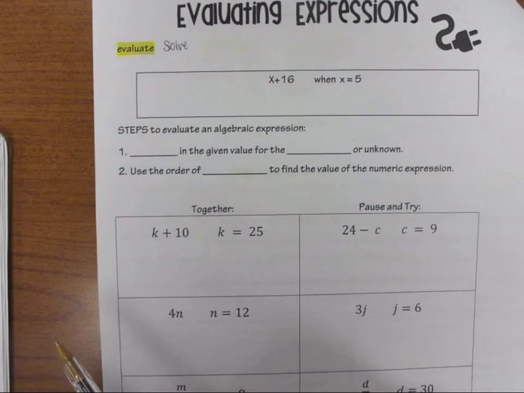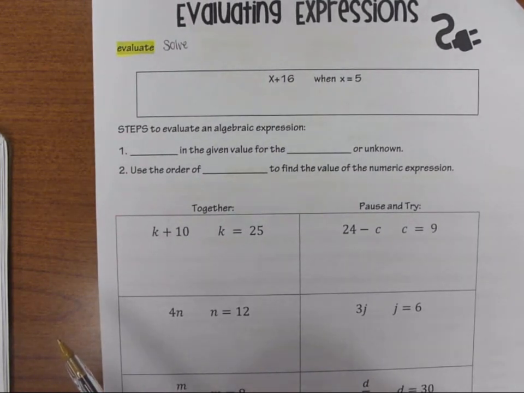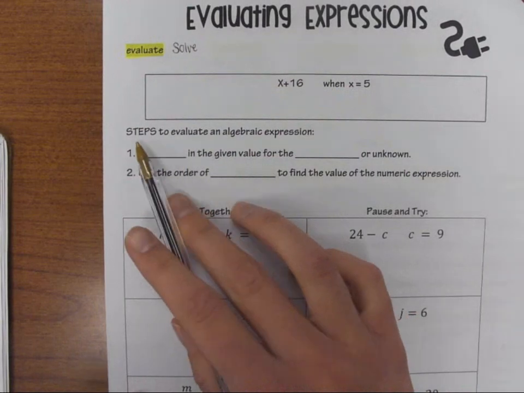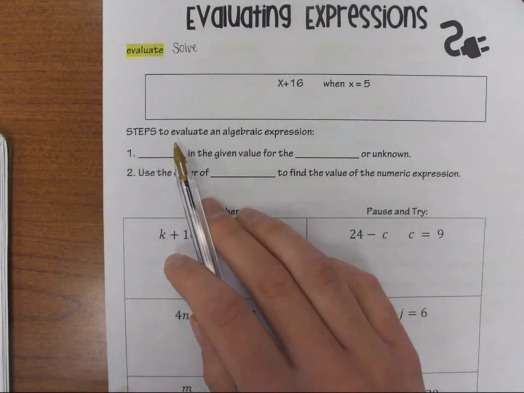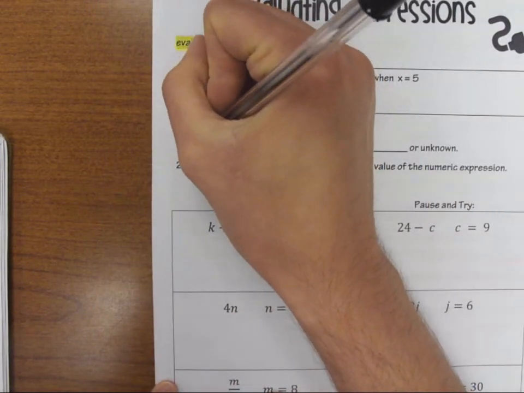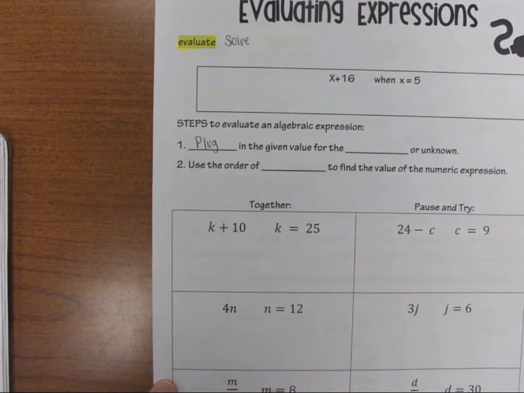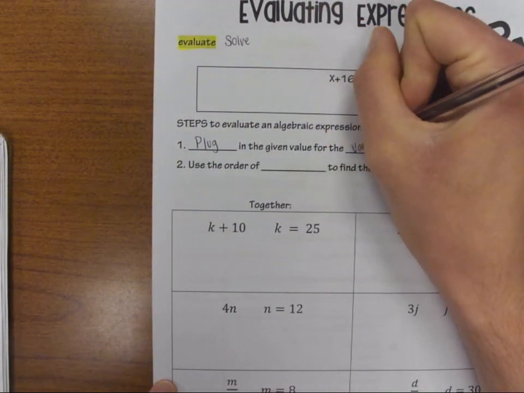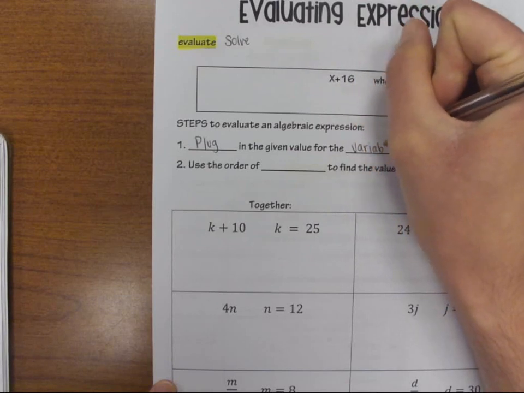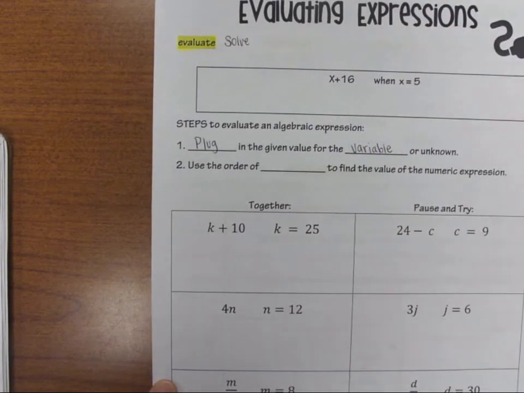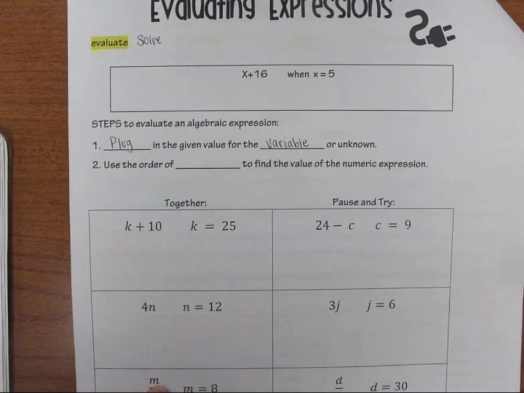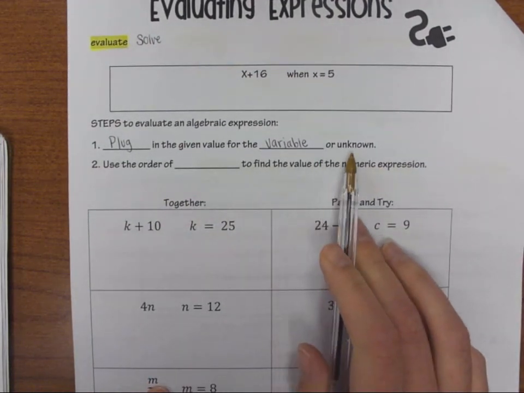Okay, to evaluate these, we've seen this on the bell work. All I need to do is follow these steps right here. So the steps to evaluate an algebraic expression is, first we want to plug in the given value for the variable, which is our unknown. So plug in the given value for the variable or unknown.